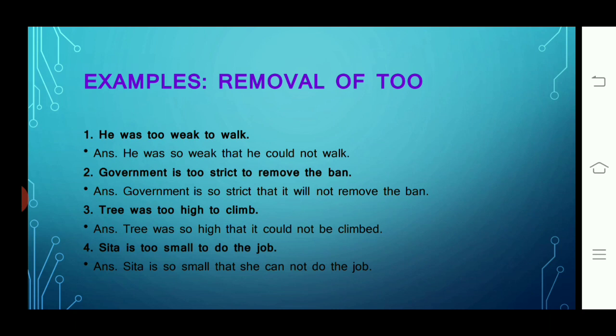Government is so strict that it will not remove the ban. So here you will be thinking that why is "will" given. Why is will given? Because "can" denotes the ability. But here government is strict. It is not something that is the government's ability. It is something that the government is making its decision. It's not its ability. It's making its decision. So here, in such sentences, we can use will and would as well.